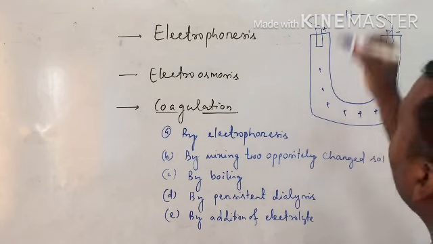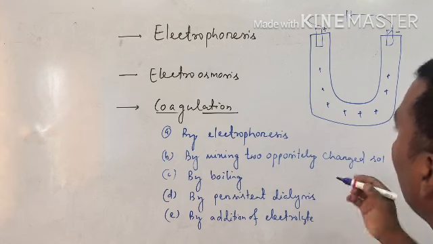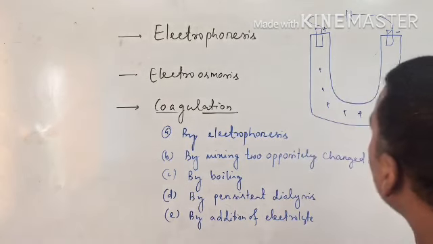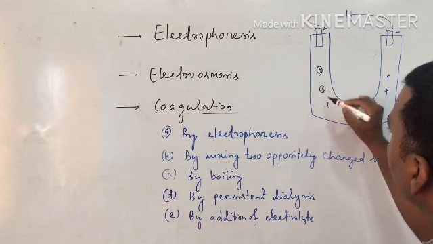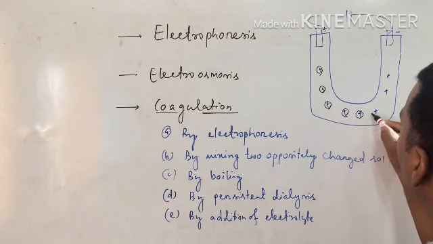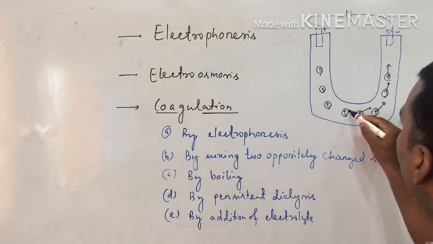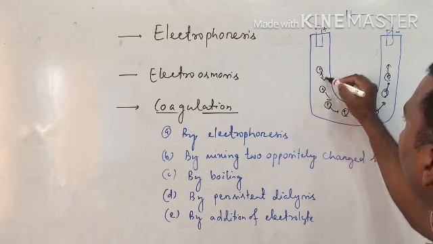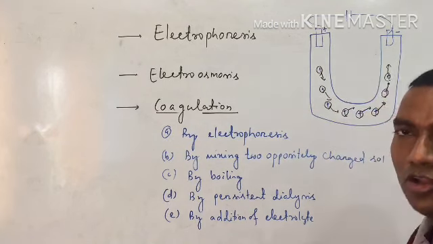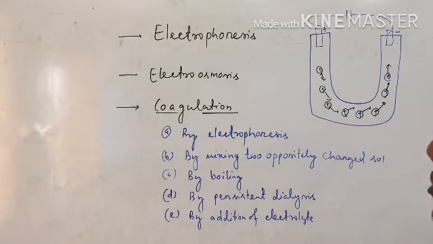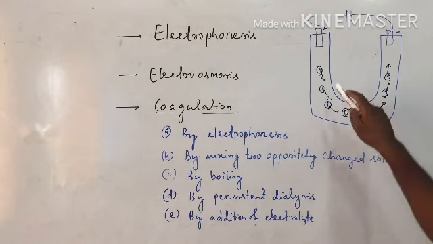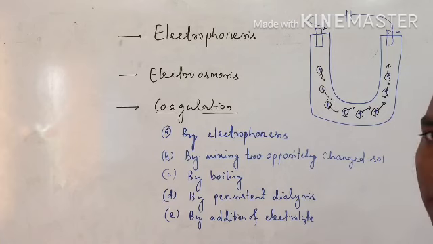So when we apply an electric field, when we apply electricity, what will happen? The positively charged colloidal particles move towards the negative electrode. So this is known as electrophoresis. Clear? So again, the migration of colloidal particles under the influence of an electric field is known as electrophoresis. It is of two types: one is cataphoresis and the other is anaphoresis.